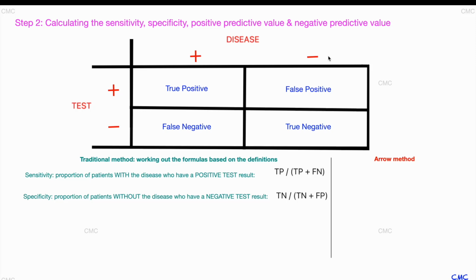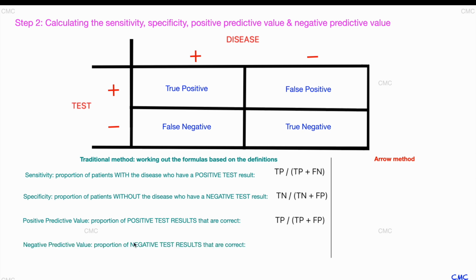Because when it comes to positive and negative predictive values, we're going to turn things around a little bit and we're going to look at the presence of a positive test result or a negative test result as the common denominator. So here we go. Positive predictive value looks at the proportion of positive test results, so all of them, that are correct. So in other words, you divide your true positives with all the patients who have a positive test result. And similarly, negative predictive value looks at the proportion of negative test results that are correct. So you divide your true negatives with all of the patients that have a negative test result.